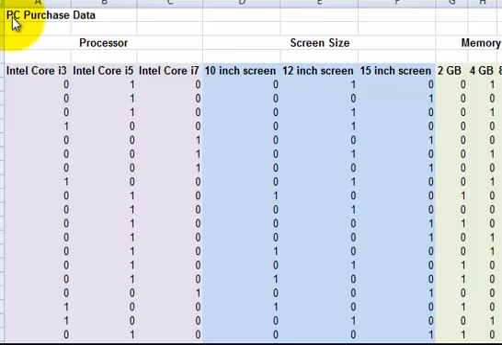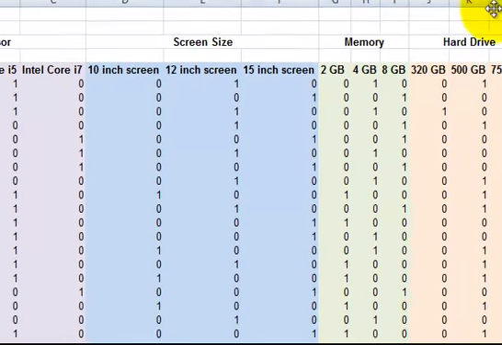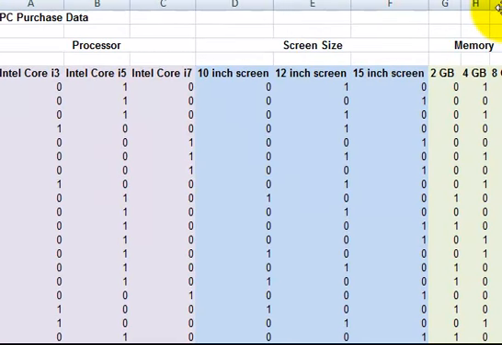So I've opened up the PC purchase database, and here's where they have, again, one or zero, whether they purchased it, and what kind of processor they purchased, what kind of screen size they purchased, what kind of memory, what kind of hard drive. And what we're trying to determine is if they purchase a certain kind of processor, does it influence the screen size? Or does it influence the memory or the hard drive?